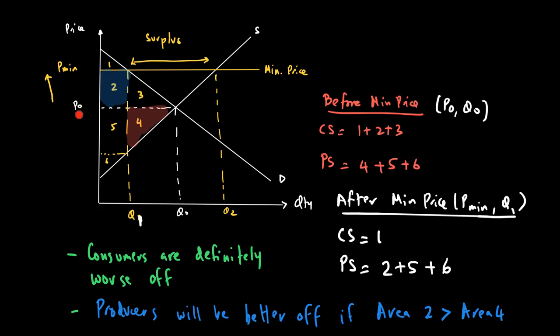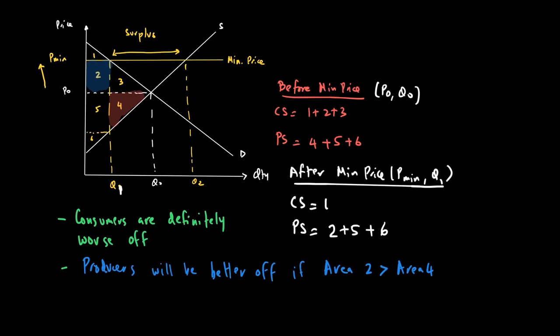So if the price is rising by much more than the fall in quantity, one could argue that the producers will gain much more. In other words, if the good is inelastic, then the price will rise by much more due to a change in price, and that could result in producers to gain more after minimum price than before minimum price. So producers, are they better off? And the answer is only if area 2 is greater than area 4.